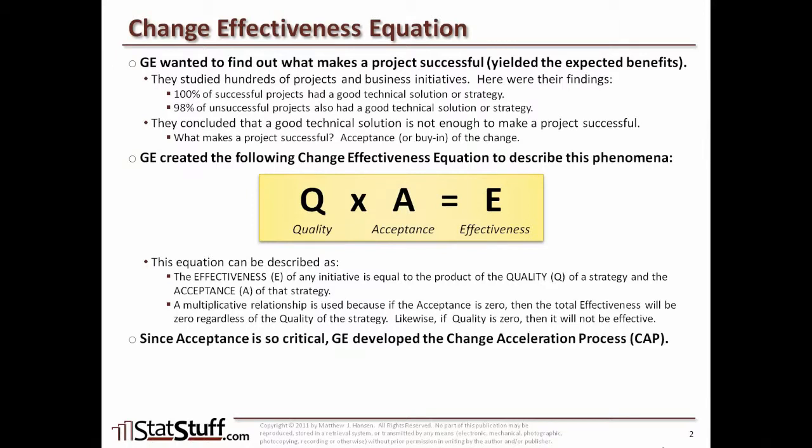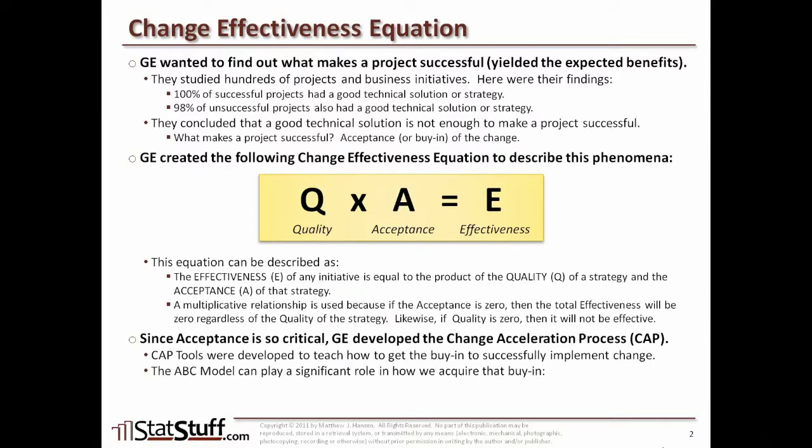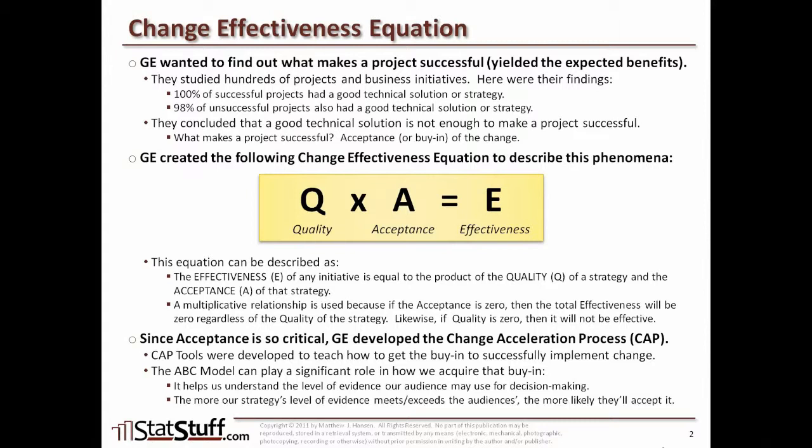Since acceptance is really so critical, what GE did again was develop the change acceleration process, which is the CAP model, and created several CAP tools to help teach how we can get the buy-in necessary to successfully implement a change into the business. Now, the ABC model that was reviewed in a separate lesson can play a significant role in how we can acquire that buy-in. It also helps us understand the level of evidence our audience may need for their own decision making. And also, the more our strategy's level of evidence meets or exceeds the audience's, the more likely they'll accept it. Now let's review an overview of what the CAP model looks like.